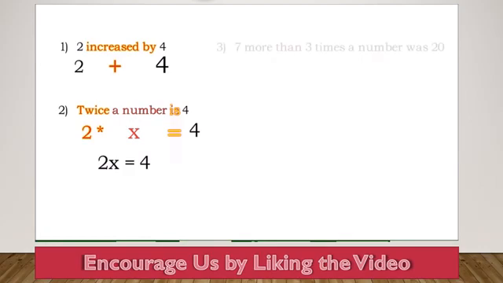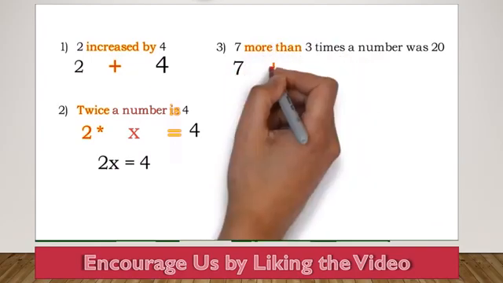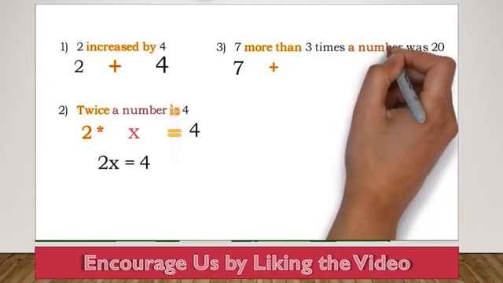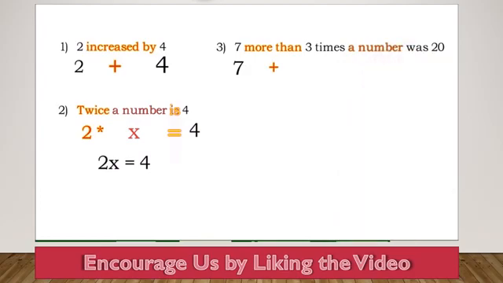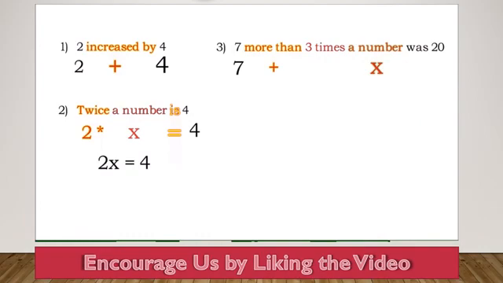Number 3. 7 more than 3 times a number was 20. We have 7. More than means addition, so we have plus. A number is our unknown. We can represent it by X. So 3 times a number will be 3 multiplied by X, which is 3X. Finally, we have was, which means equals. So we have equals 20.